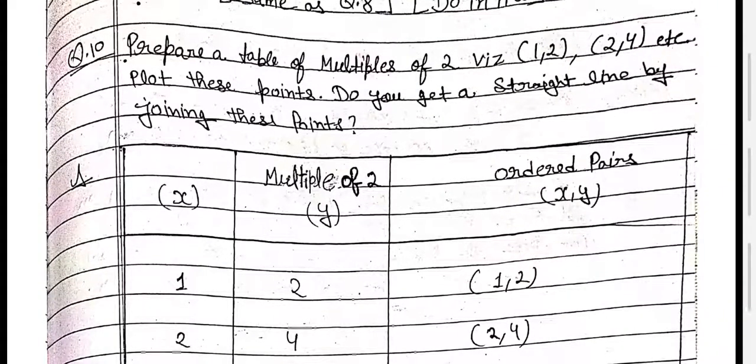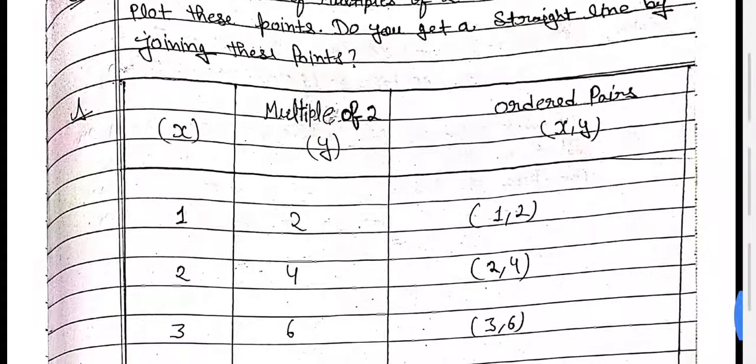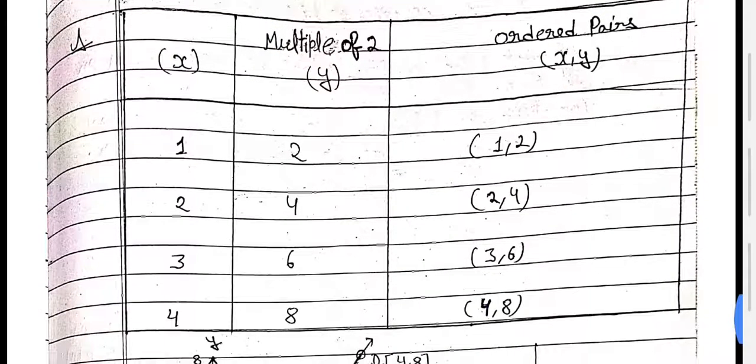Now come to the last question of this exercise. Prepare a table of multiples of 2 with 1, 2, 3, 4, etc. Plot these points. Do you get a straight line by joining these points? First you have to make a table with the help of multiples of 2. First column take x, second column take y. Y is now the multiple of 2, and the ordered pair is (x, y). So first take 1, 2, 3, 4, and what are the multiples of 2? 2 ones are 2, 2 twos are 4, 2 threes are 6, 2 fours are 8.